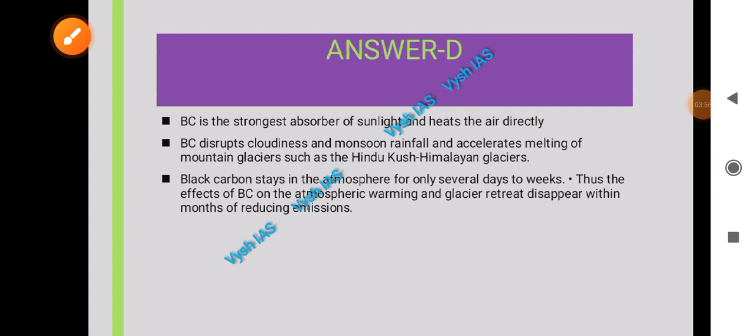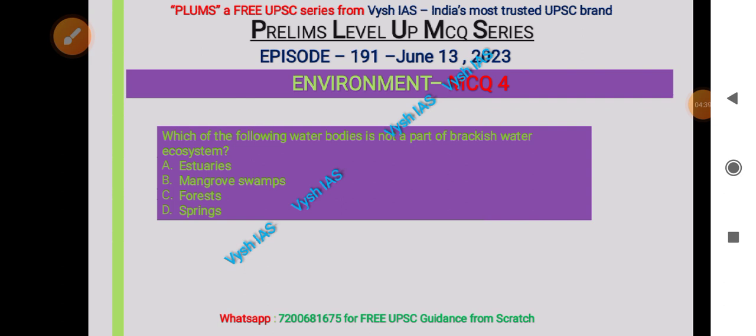Black carbon is the strongest absorber of sunlight, so it absorbs, not reflects. That's why it heats the air. Black carbon disrupts cloudiness and monsoon rainfall, it accelerates the melting of the glaciers, and it has a direct impact on the Hindu Kush Himalayan glaciers. And black carbon stays in the atmosphere for several days to weeks, not years. All these effects on glacial retreat and atmospheric warming can actually be reversed. It is not irreversible.